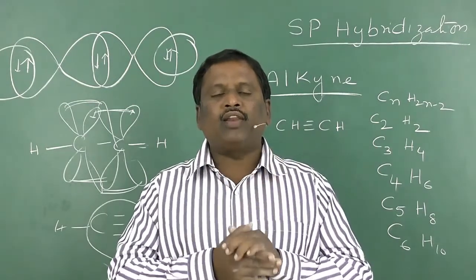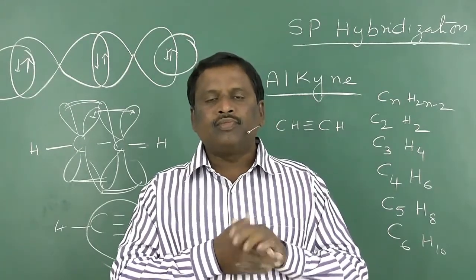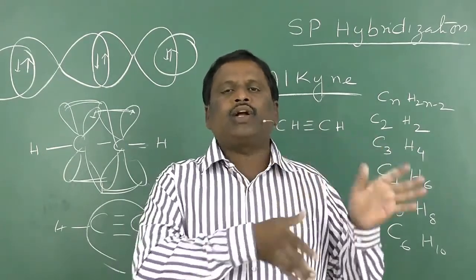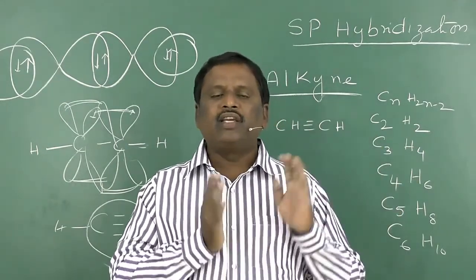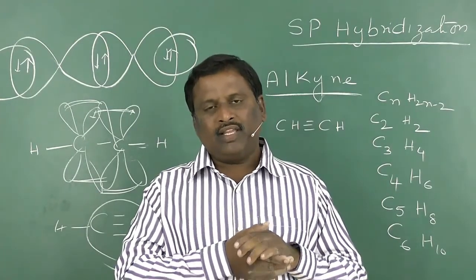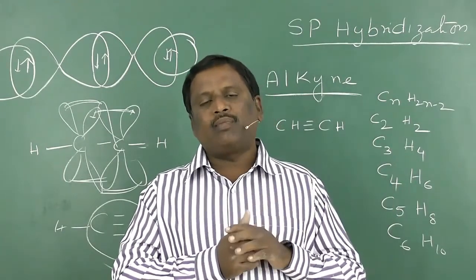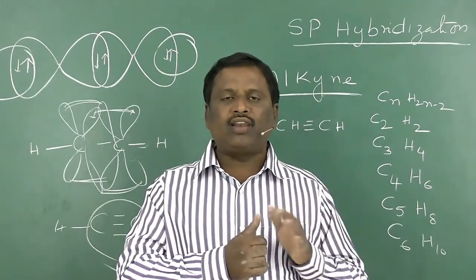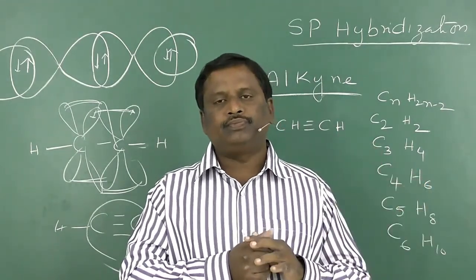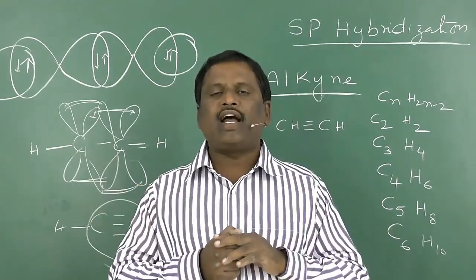The general formula of alkenes is CnH2n. Then alkynes, those compounds in which a minimum of two carbon atoms are in sp hybridization, are said to be alkynes. In alkynes, there will be a triple bond present between two carbon atoms. The general formula of alkynes is CnH2n minus 2. So these are the three important categories of hydrocarbons.